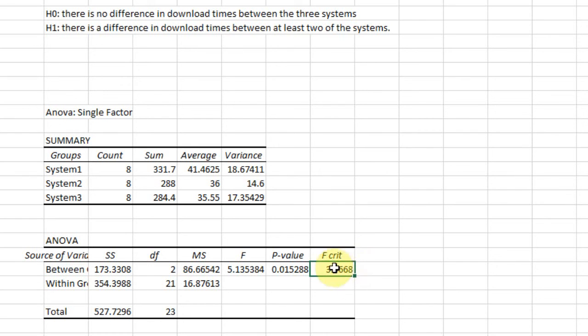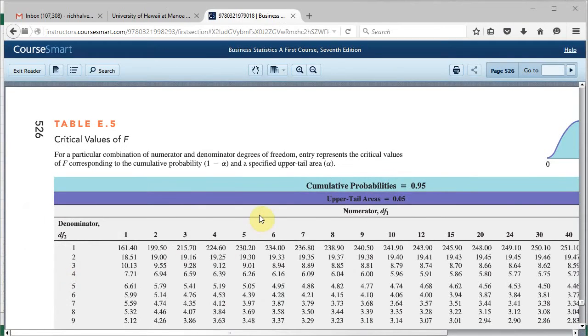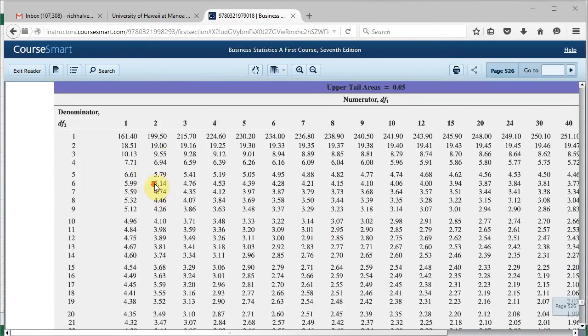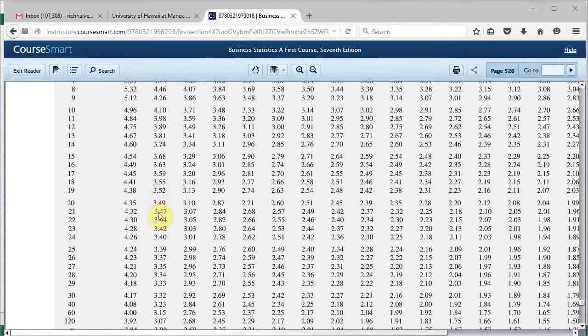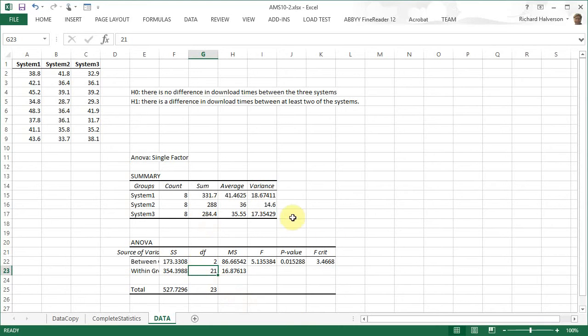If we want to actually look up what this 3.4 is, we've got our degrees of freedom of 2 and 21, and our F statistic here, which would be 2 and 21, is 3.47. And that's what we've got here.